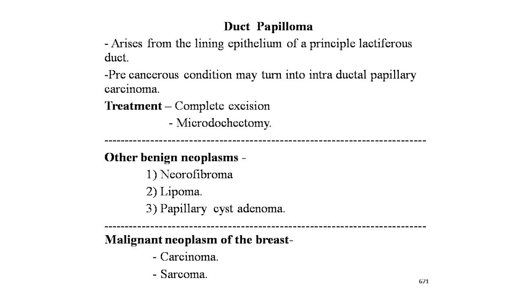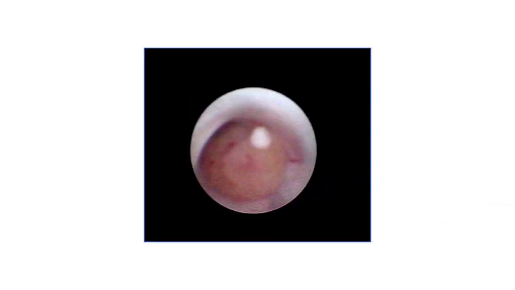Other benign neoplasms are neurofibroma, lipoma, and papillary cystadenoma also, but they are not so important to elaborate here. Malignant neoplasms of the breast are: one is the carcinoma and second is the sarcoma. Dear students, here the picture of the duct papilloma is clearly seen.